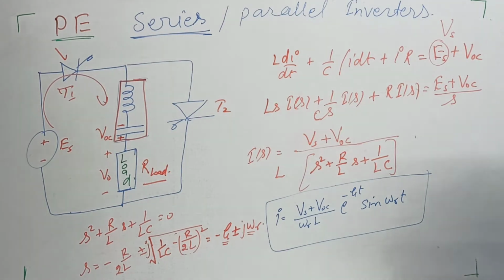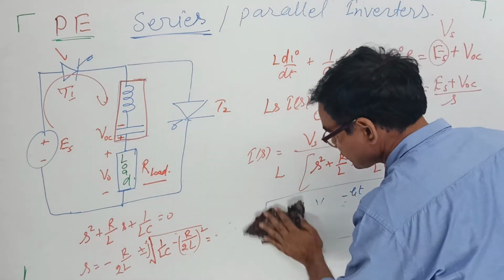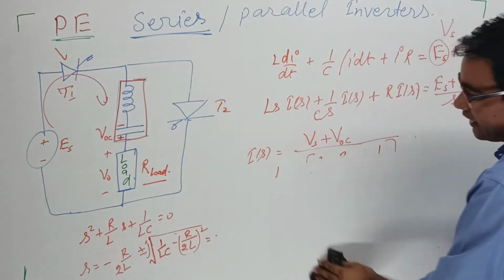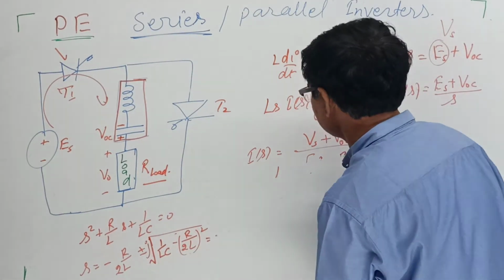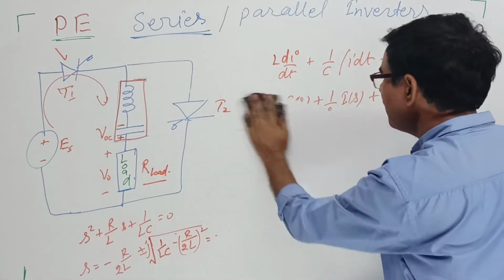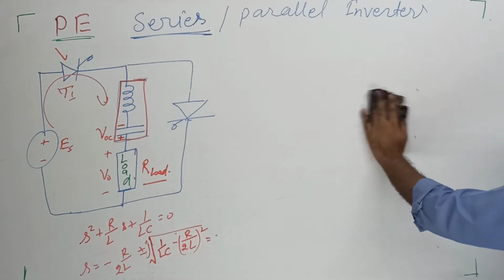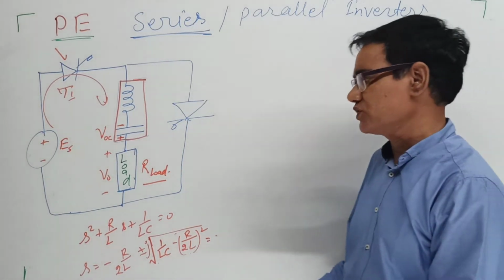So this is the final mathematical solution of the circuit, and we'll find out what the damping factor and the ringing frequency are from here. So now we'll try to find out what the frequency is and how the circuit works.